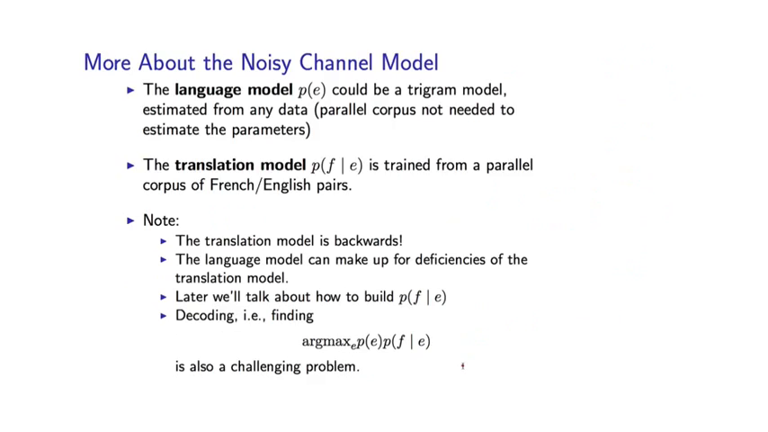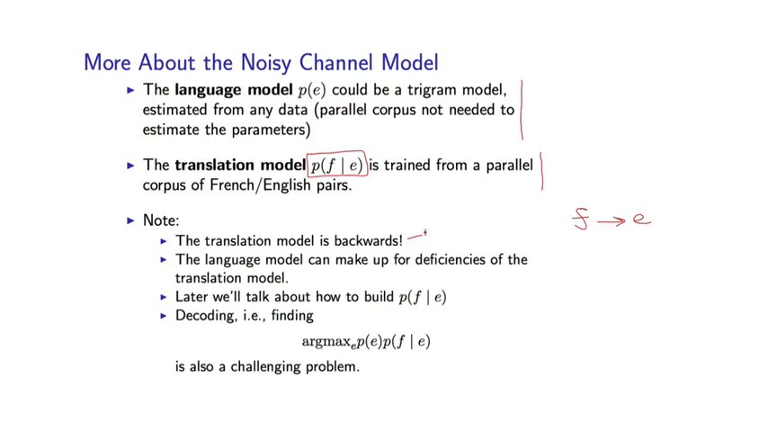So a few more notes about the noisy channel model. As I said, this language model can be estimated from any data, and we don't need a parallel corpus to estimate its parameters. That means we can potentially leverage very, very large quantities of text in English alone. This translation model is trained from a parallel corpus consisting of French-English sentence pairs. Notice that even though our goal is to translate from French to English, because we've used the noisy channel model, we estimate P(F|E). So things are flipped. The translation model is in a sense backwards.